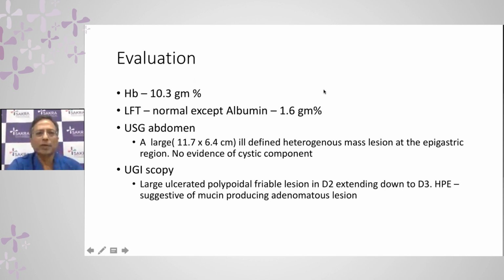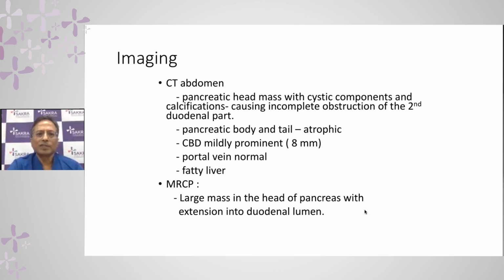His hemoglobin was 10 and albumin was 1.6 gram per cent. On ultrasound, there was a large heterogeneous mass lesion in the epigastric region with a huge cystic component. An endoscopy was done, which showed an ulcerated polypoidal friable lesion in the second part of the duodenum. And a biopsy of that showed a mucin-producing adenomatous lesion. So a CT and MR was done. I'll show you the pictures.